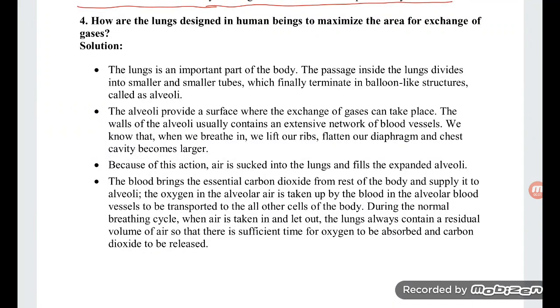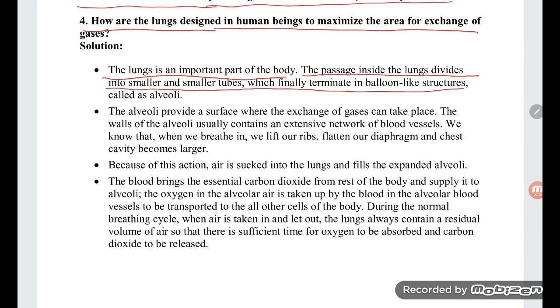Hello students, let's try to understand how the lungs are designed in human beings to maximize the area for exchange of the gases. The lungs are an important part of the body. The passage inside the lungs divides into smaller and smaller tubes which finally terminate in balloon-like structures called alveoli. The alveoli provide a surface where the exchange of gases can take place. The wall of the alveoli usually contains an extensive network of blood vessels.